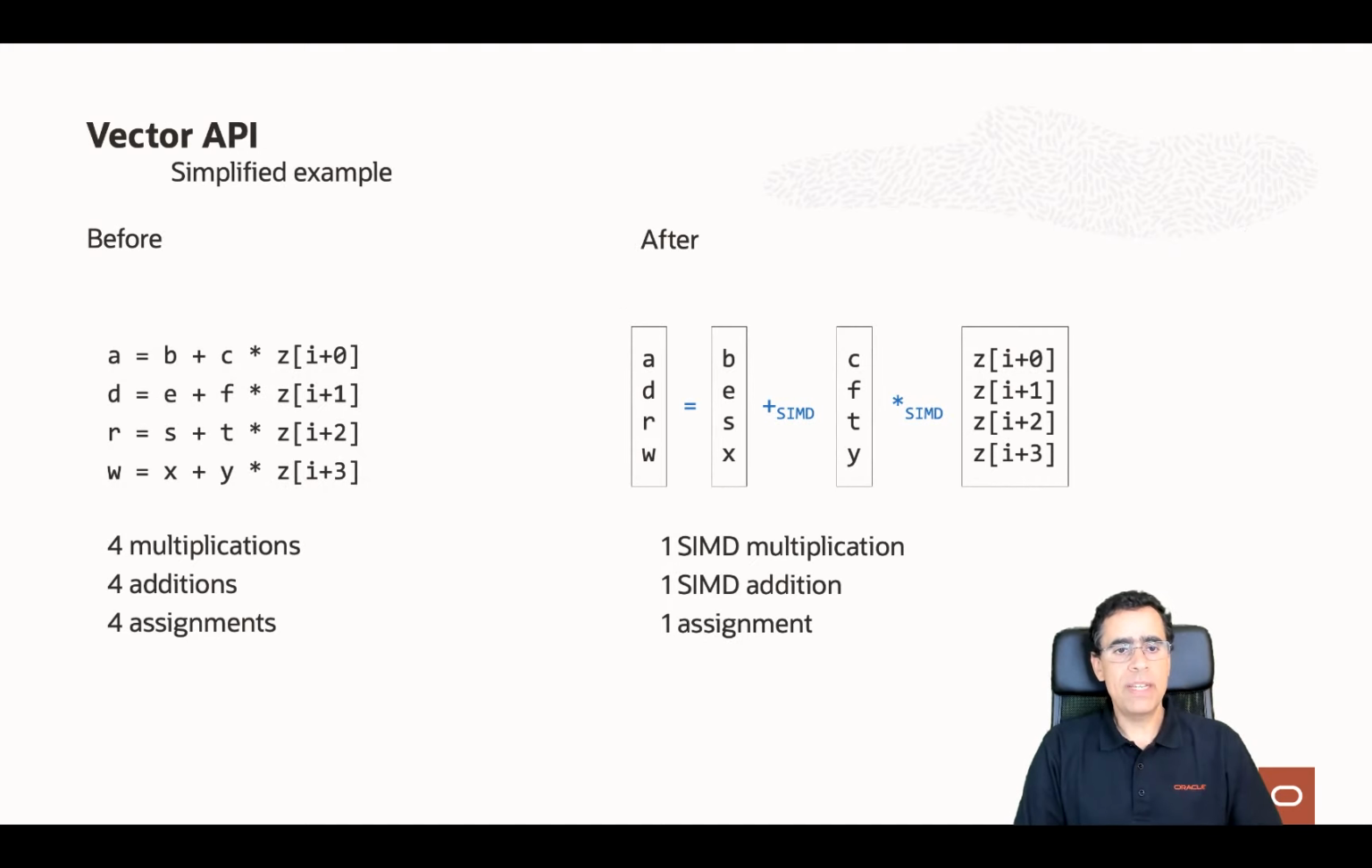Here's a conceptual example. If the same operation can be executed on a group of values, it could be possible to load those values into vectors and execute the operations on the complete set. In this example, rather than needing 4 multiplications, 4 additions, and 4 assignments, we can get to the same result using SIMD instructions for one multiplication, one addition, and one assignment.